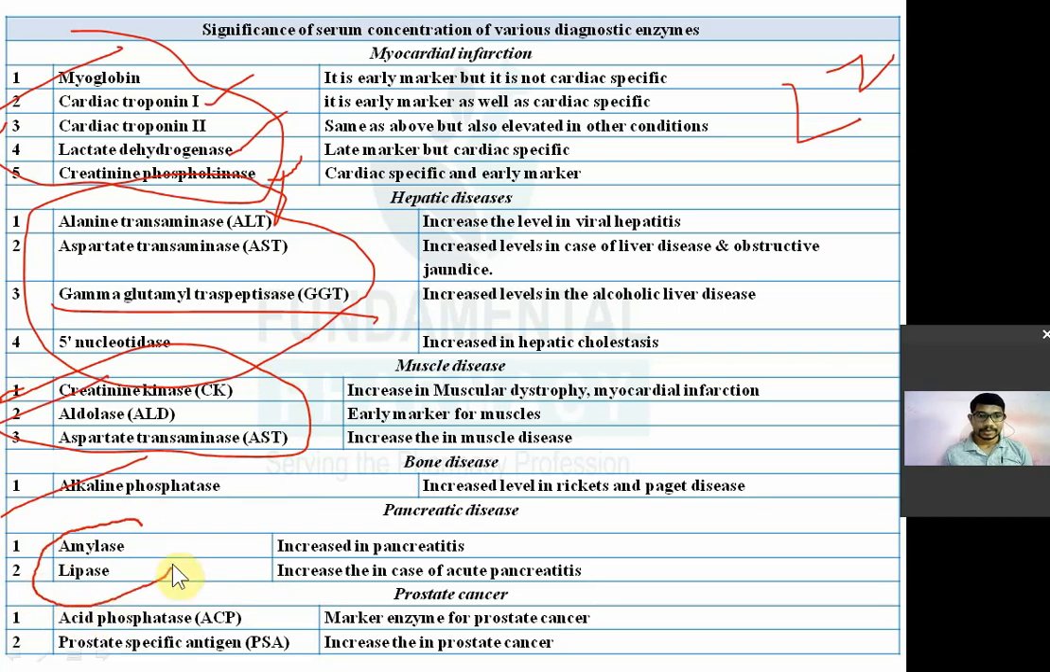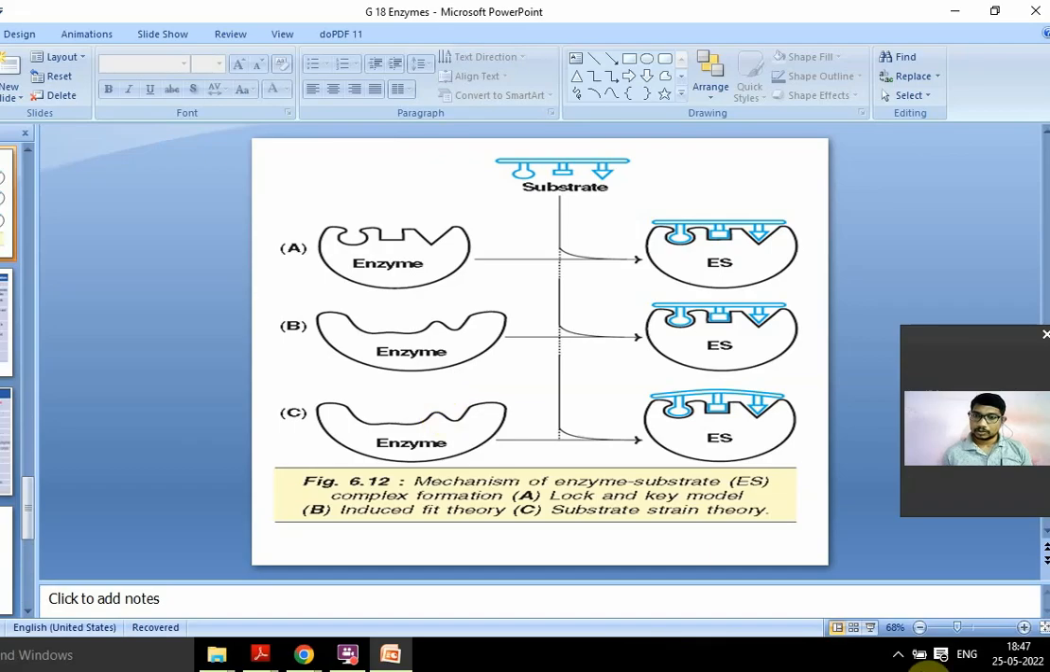पैंक्रियाटिक डिसीज, पैंक्रियाटाइटिस, पैंक्रिया का इन्फेक्शन अगर हो गया तो ये दोनों का लेवल बढ़ जाएगा, अमाइलेज एंड लाइपेज. अगर आपको प्रोस्टेट कैंसर है तो उसका आपकी बॉडी में एसिड फॉस्फेटेज जो है वो बढ़ जाएगा. प्रोस्टेट कैंसर अर्ली मार्कर फॉर प्रोस्टेट कैंसर.